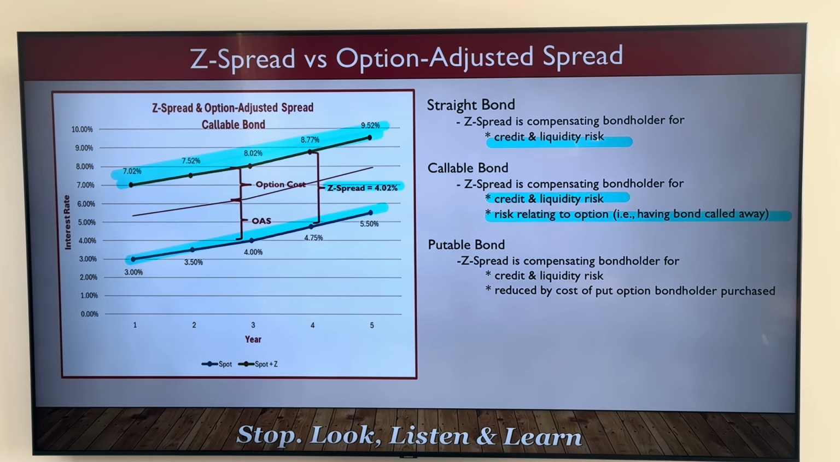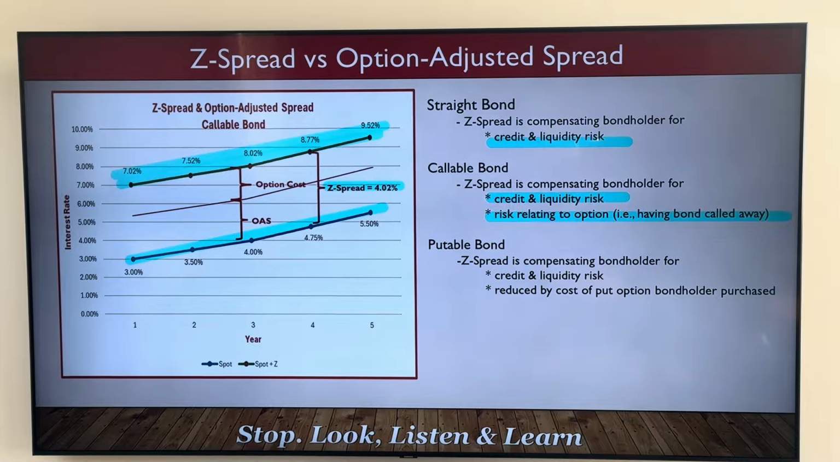And as you can see, these rates are greater than the rates out here, and that's because that bond has more risk than a risk-free bond, right? Now, if this were a straight bond, that would be the end of it. We would just have the Z spread, and we would add the Z spread to the spot rate curve and discount the bond, and we get the fair market value of the bond.